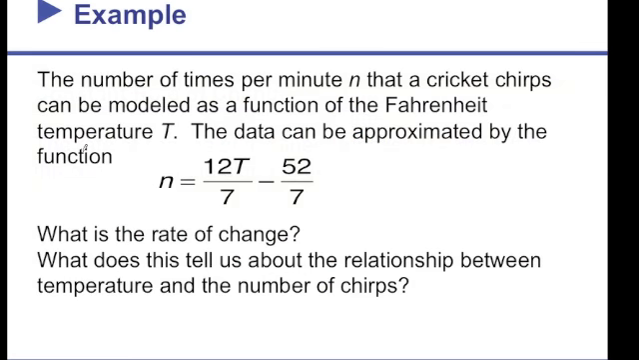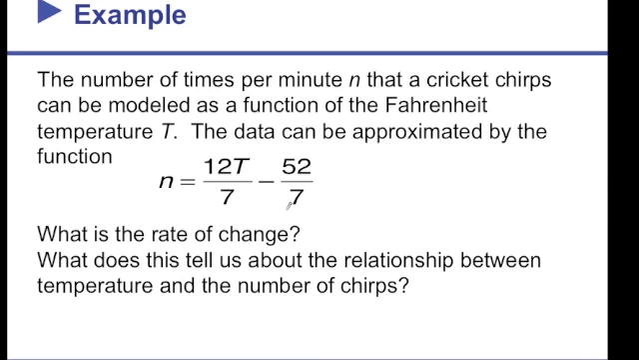Here we have an application. The number of times per minute, minute being measured in N, that a cricket chirps can be modeled by this function of the Fahrenheit temperature T. The data can be approximated by this function: the number of times it chirps equals 12 times the temperature divided by 7 minus 52 divided by 7.